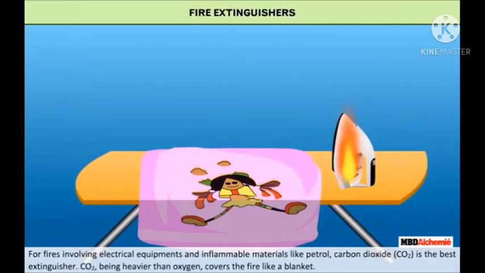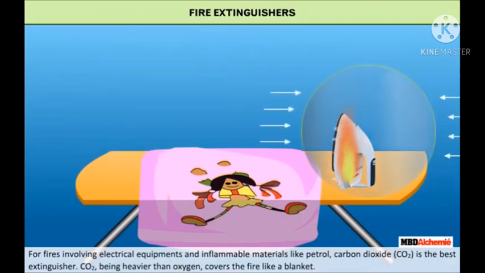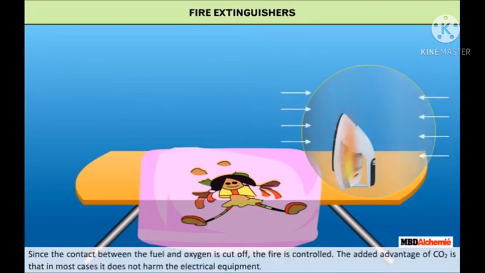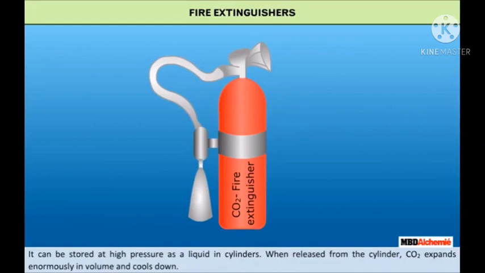For fires involving electrical equipments and inflammable materials like petrol, carbon dioxide, CO2, is the best extinguisher. CO2, being heavier than oxygen, covers the fire like a blanket. Since the contact between the fuel and oxygen is cut off, the fire is controlled. The added advantage of CO2 is that in most cases it does not harm the electrical equipment. It can be stored at high pressure as a liquid in cylinders.